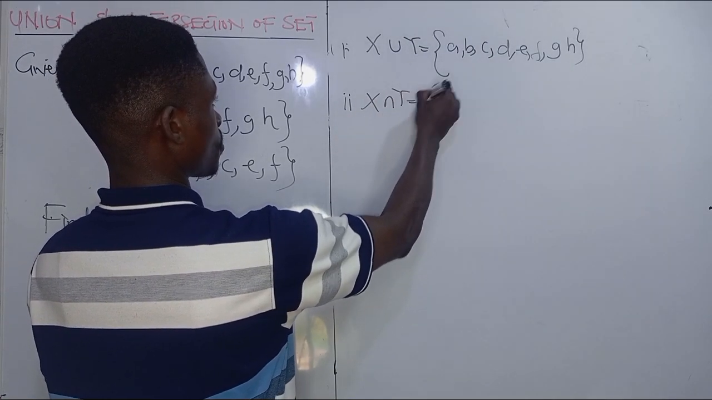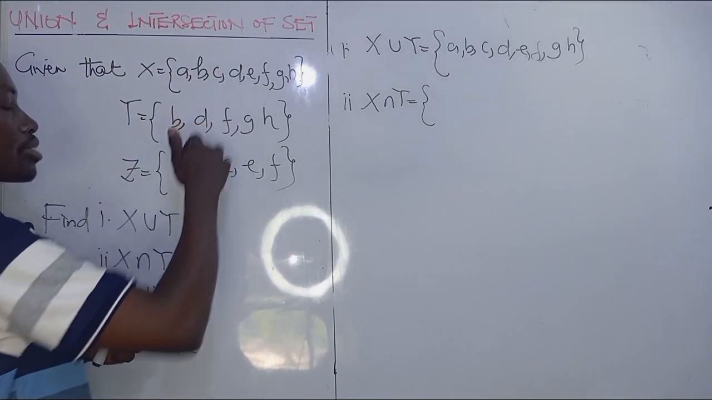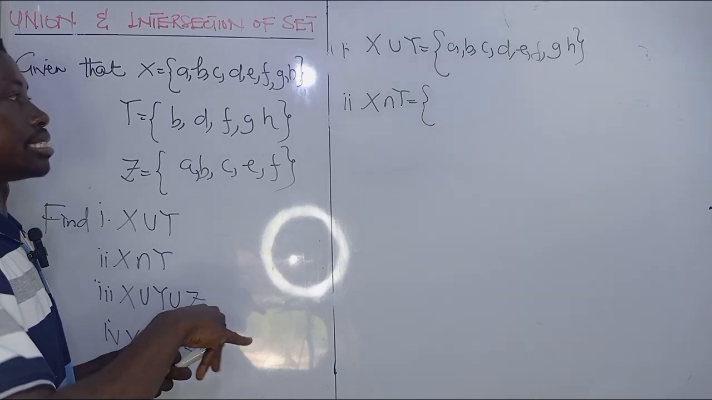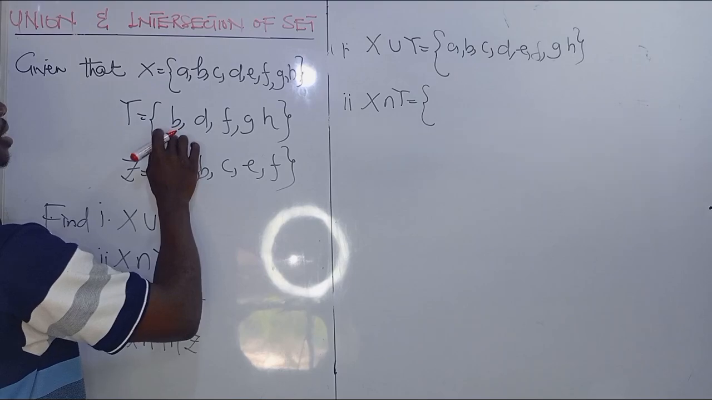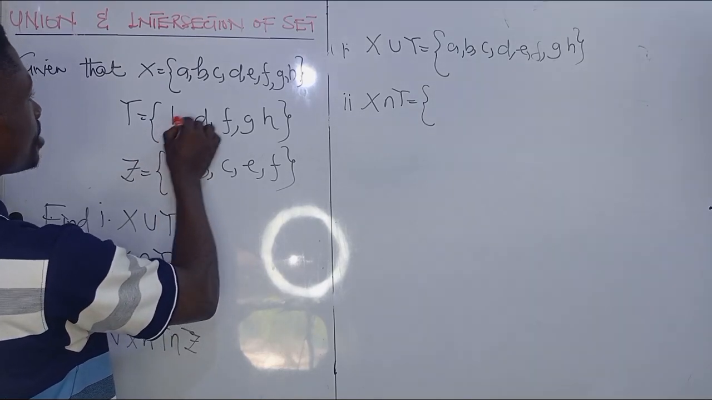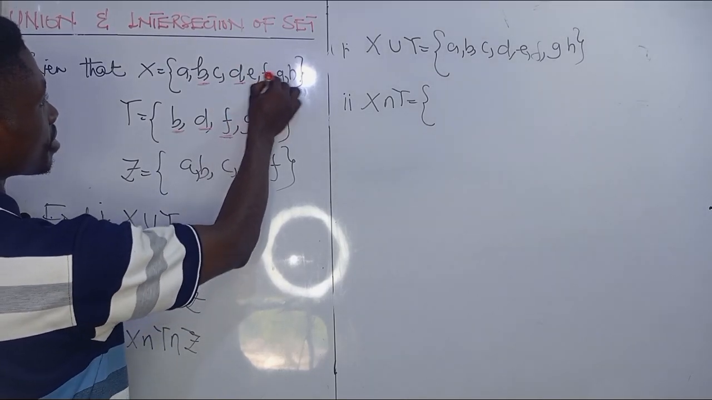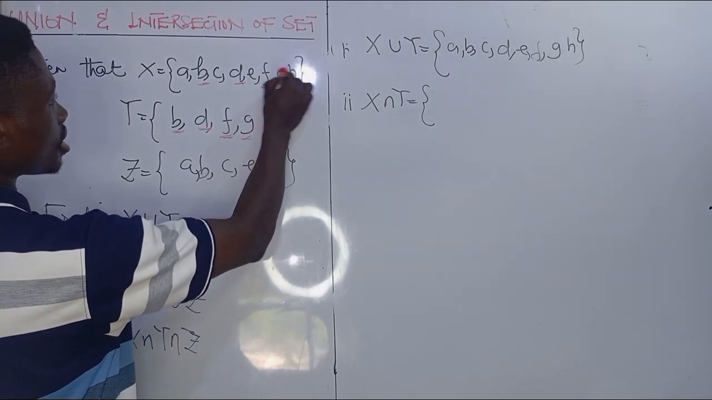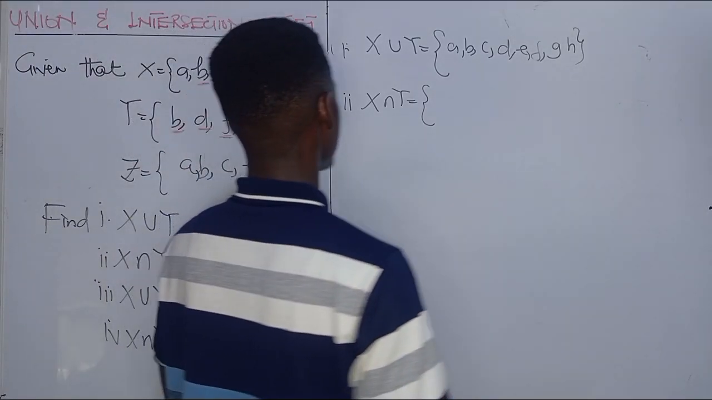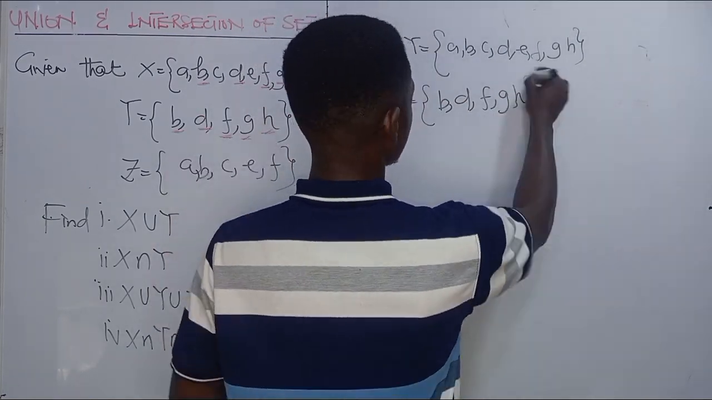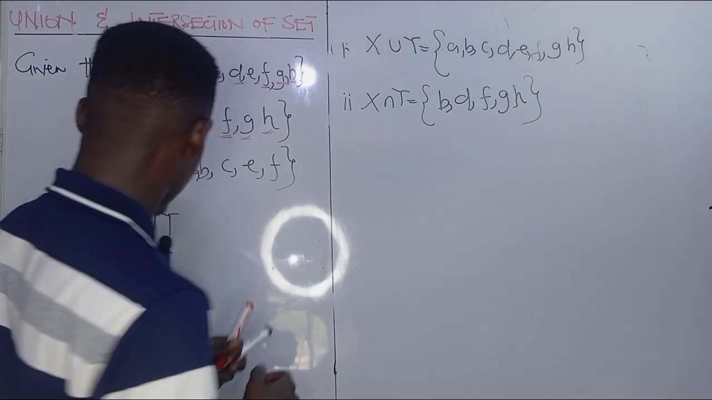Our next is to find X intersection Y. What it means is that we are going to look through set X and then Y to see if we have a common element. So let's see if we have an element that is common to set X and then set Y. We have B, we have D, we have F, we have G, and then we have H. So we have B, D, F, G, H. So we have X intersection Y. And then we move on to the next one.